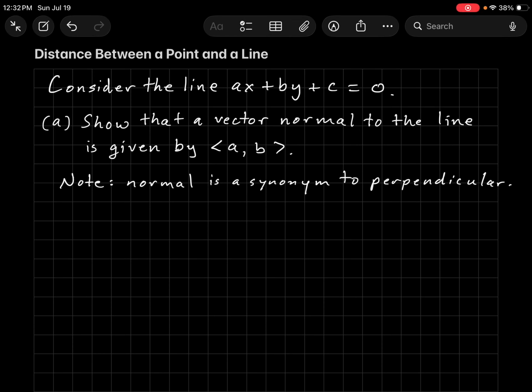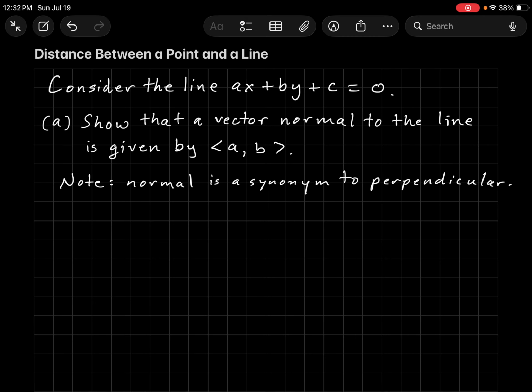Finding the distance between a point and a line in two-dimensional space. Consider the line ax plus by plus c equals 0. We want to start by showing that a vector normal to the line is given by a comma b. Note, normal is a synonym to perpendicular. Sometimes we use the word orthogonal as well.